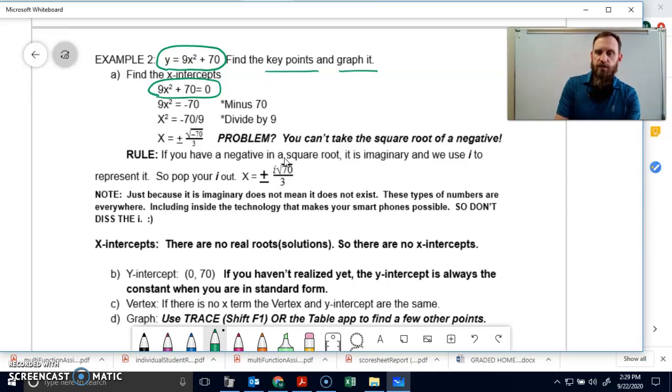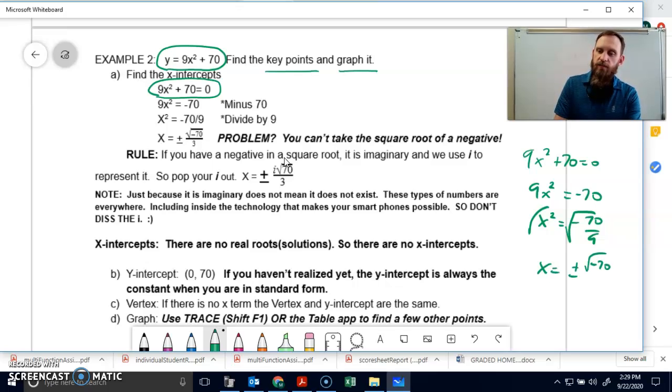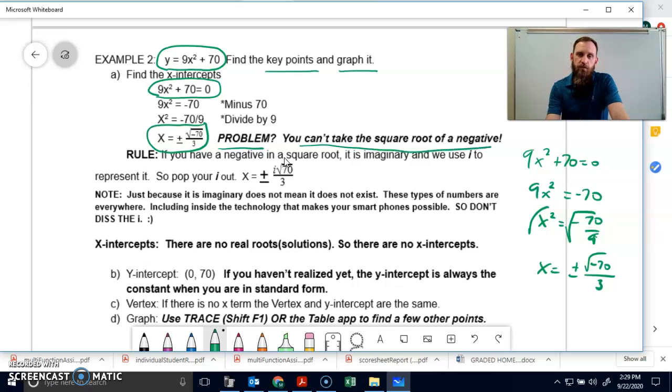When I solve this, I'm going to do it over here live: 9x squared plus 70 equals 0, and I minus 70. And I divide by 9, and then I take the square root. What happens is I end up taking the square root of negative 70. Square root of 9 is 3. That's okay. And you can see I have that right here. Square root of 9 becomes 3. But I have the square root of negative 70. There's a problem here, because you can't take the square root of a negative.